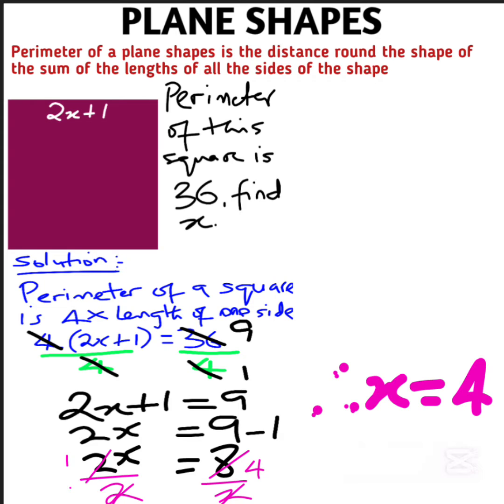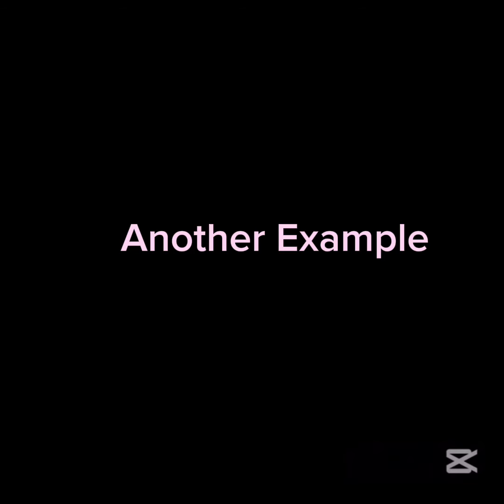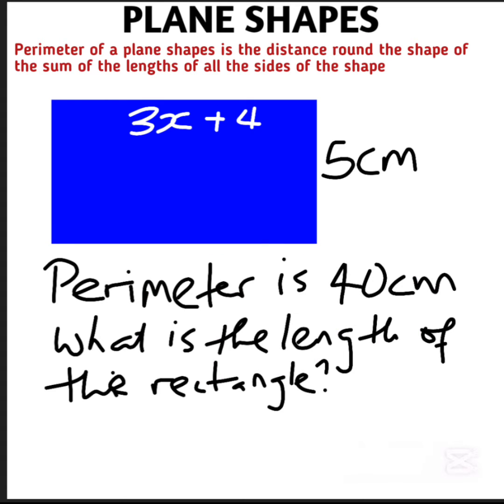So now that we have 2x equal to 8 left, we just require the value of x. How do we achieve that? By dividing both sides by 2, giving us x equal to 4. Therefore, the value of x is equal to 4. So you see how simple it is. Let us try another example.